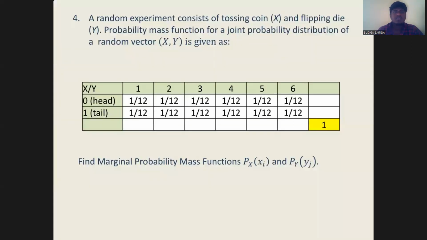You can see the problem. A random experiment consists of tossing a coin x and flipping a die y. Given the probability mass function for the joint probability distribution of the random vector, we have to find the marginal probability mass function of the given data.